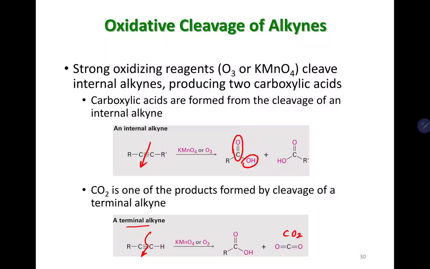So if you have a terminal alkyne, when you cut through it, it will give you a carbon dioxide molecule from the terminal carbon. By the way, in alkene chemistry, we learned that ozone and potassium permanganate tend to give you different products through these cleavage reactions. But when it comes to alkynes, both potassium permanganate and ozone will act similarly. So let me know if you have any questions.